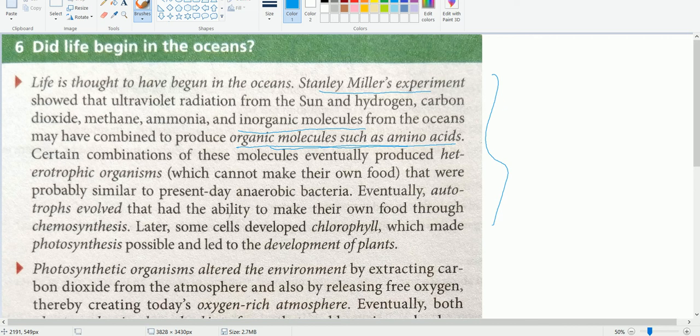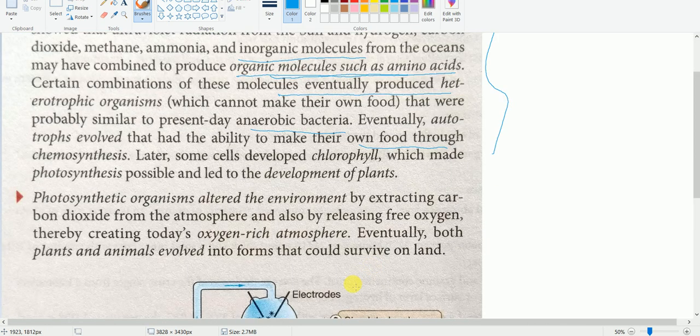A certain combination of these molecules eventually produced heterotrophic organisms. Heterotrophic means which cannot make their own food, and that were probably similar to present-day anaerobic bacteria. And eventually autotrophs evolved that had the ability to make their own food through chemosynthesis, and later some cells developed chlorophyll, which made photosynthesis possible and led to the development of plants.